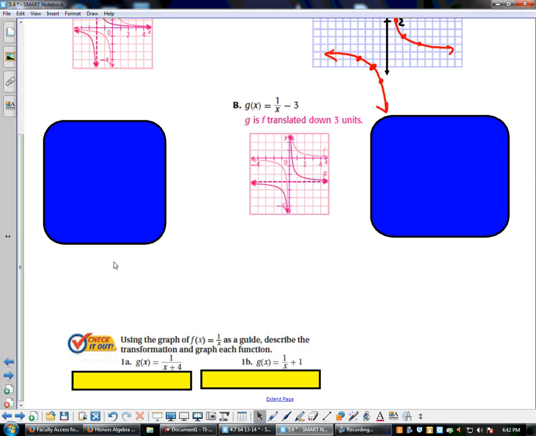All right, so what I would like you to do for your notes must do number 1 is to look at these problems here and tell me what the transformation is going to be. If you have g of x equals 1 over x plus 4, write that down as notes must do 1a and describe that transformation. And then what about this one? g of x equals 1 over x plus 1. What's that transformation going to be? When you're done doing that, continue with this video.